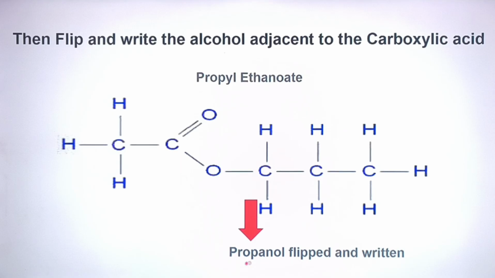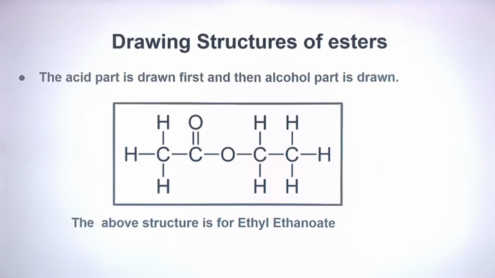Propanol in this case is flipped and written. So the name propyl ethanoate. Please note that the carbon bonded to the double bond O is also counted while naming the carboxylic acid. Please do not forget that. Drawing structures, remember, acid is drawn first, then alcohol. We can draw it the other way around, but then it confuses us at exam. This structure is for ethyl ethanoate.